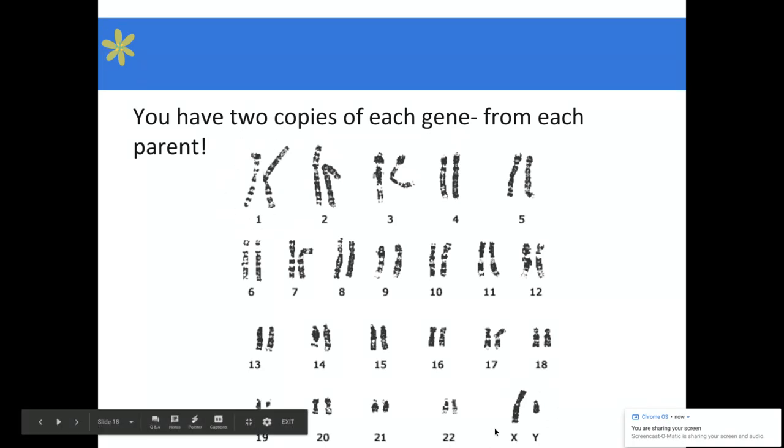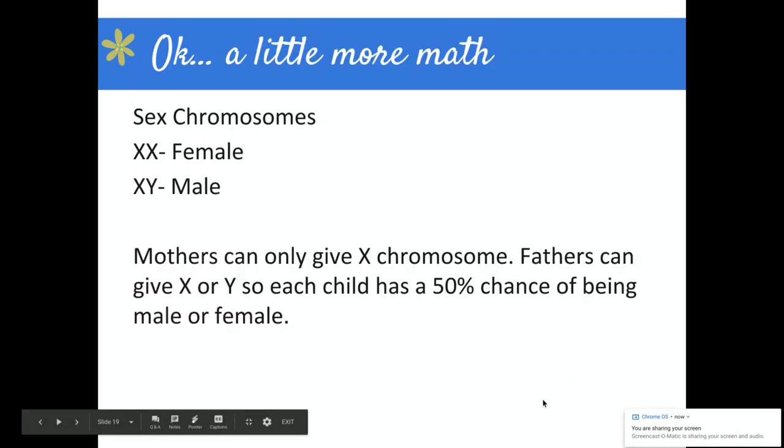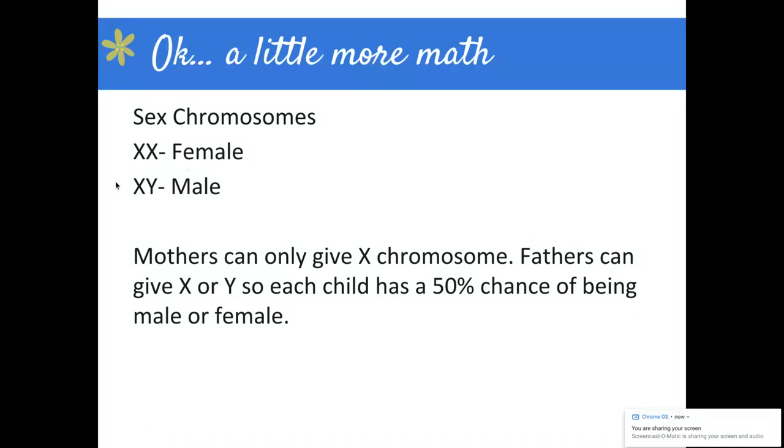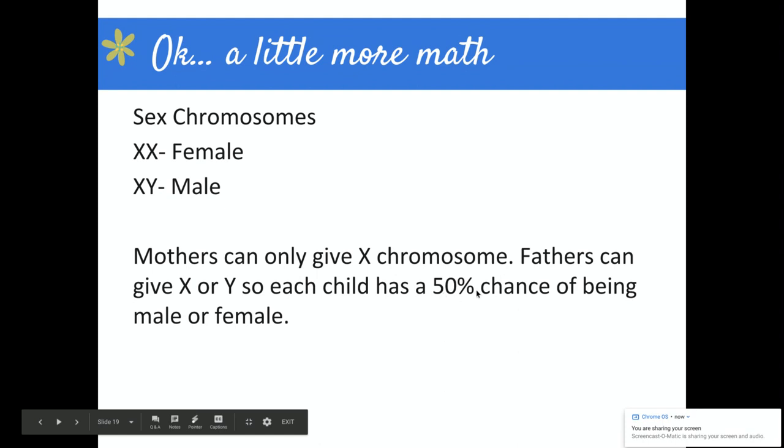This number 23 is a special chromosome. We call these the sex chromosomes. This individual's DNA shows a male. And we can tell that because the sex chromosomes are X and Y. XX is a female and XY is male. Mothers can only give an X chromosome because they have 2 X's. Fathers can give X or Y, a 50-50 chance. So each baby has a 50% chance of becoming male or female.